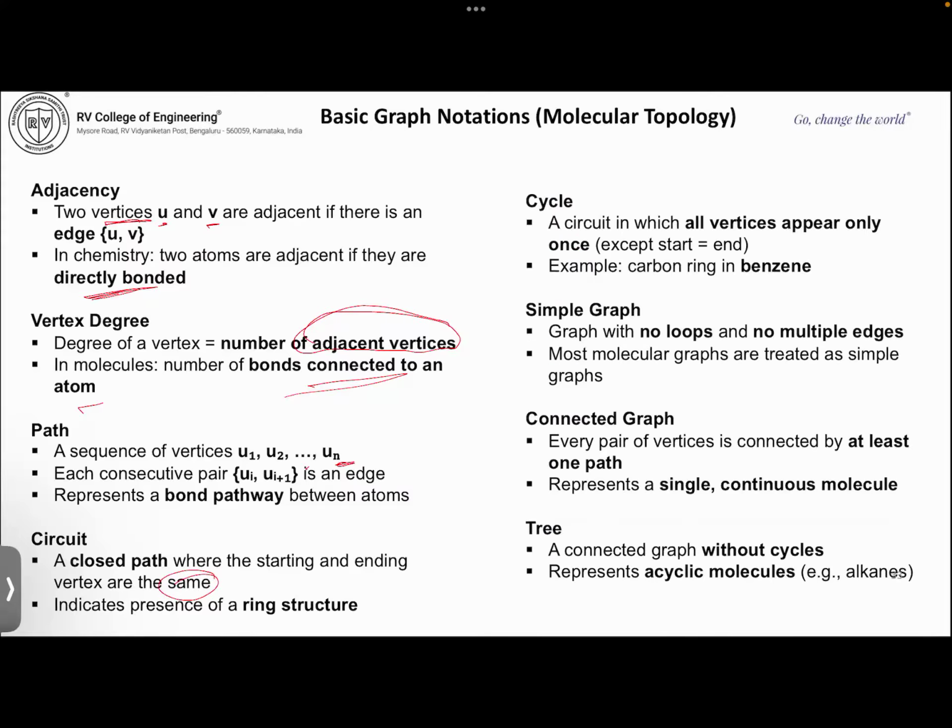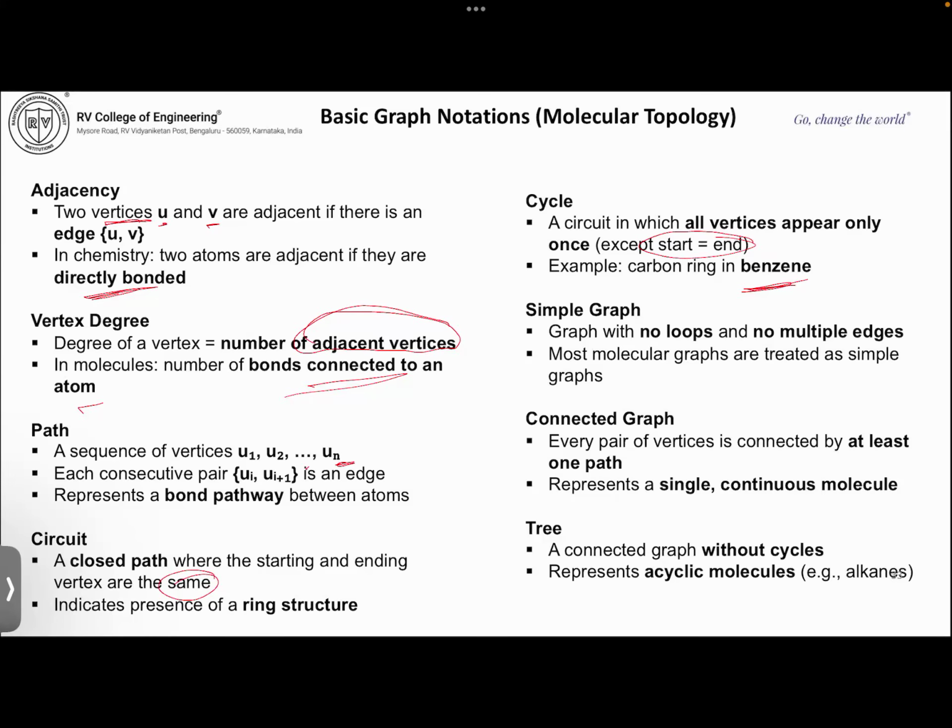Then we have a cycle, a circuit in which all vertices appear only once, except the start and end. Example, carbon in a benzene ring is a cycle. Simple graph: a graph with no loops and no multiple edges. Most molecular graphs are treated as simple graphs.